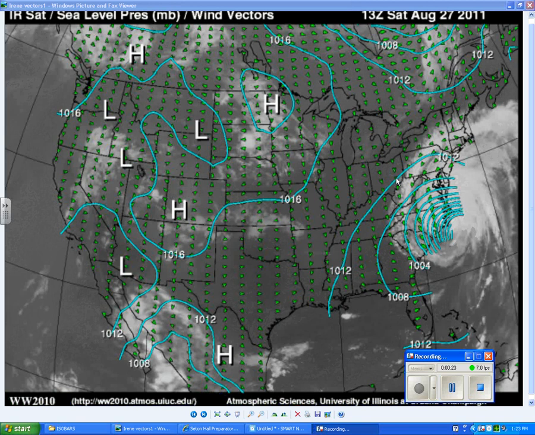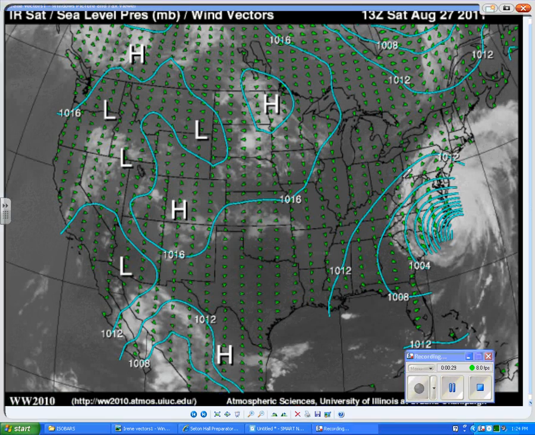Also, these are higher pressures out here, lower, lower, lower, so the wind is moving from the areas of high pressure to low pressure, but because of the Coriolis force, they make right turns.